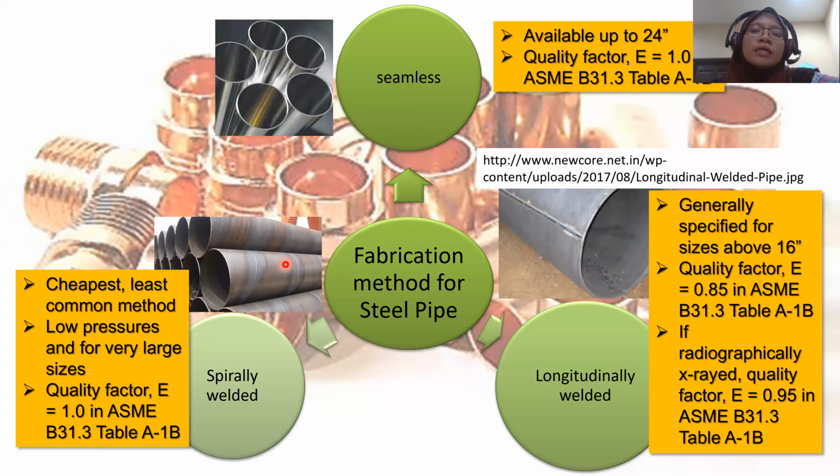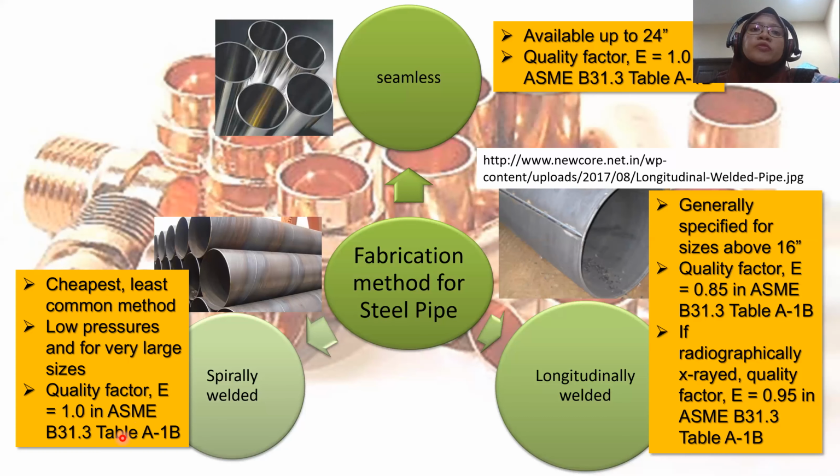Spirally welded pipe is the cheapest, and it is generally used only for piping systems in non-toxic service at atmospheric or very low pressures, and for very large pipe sizes. However, it has a quality factor of 1. It has a high quality factor.